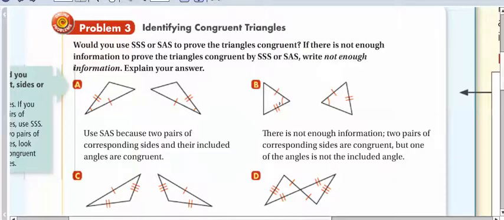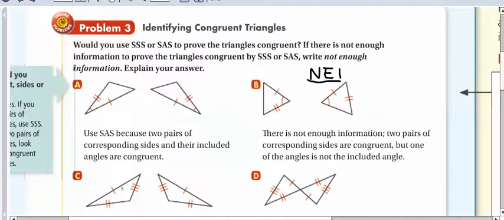Oh, so that's not included. This one is, isn't it? It's in between the 2 sides that are congruent. Is this angle in between the 2 sides that are congruent? No. It's not. So because of that, it's N-E-I. There's not enough information there. It's got to be the included angle. Either these 2 lines needed to be here, or the angle mark needed to be up there. Not enough information. Okay? Is it making a little more sense?